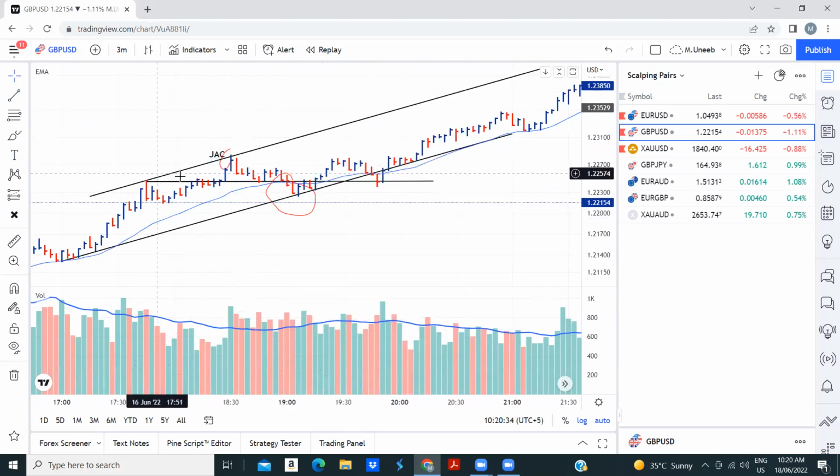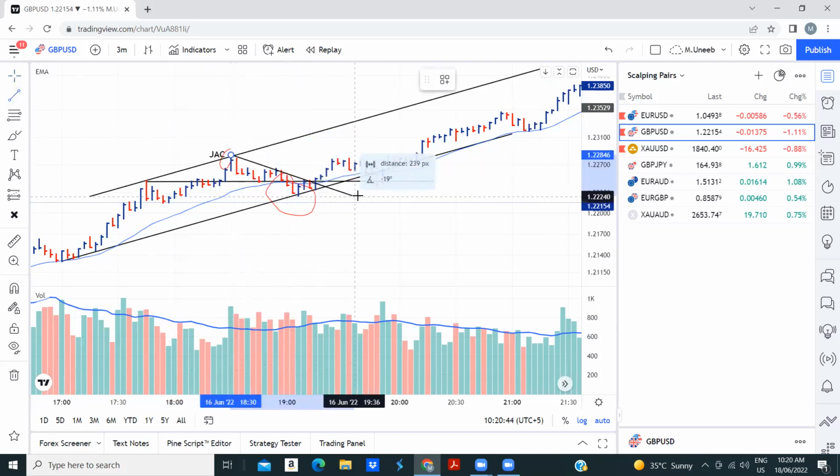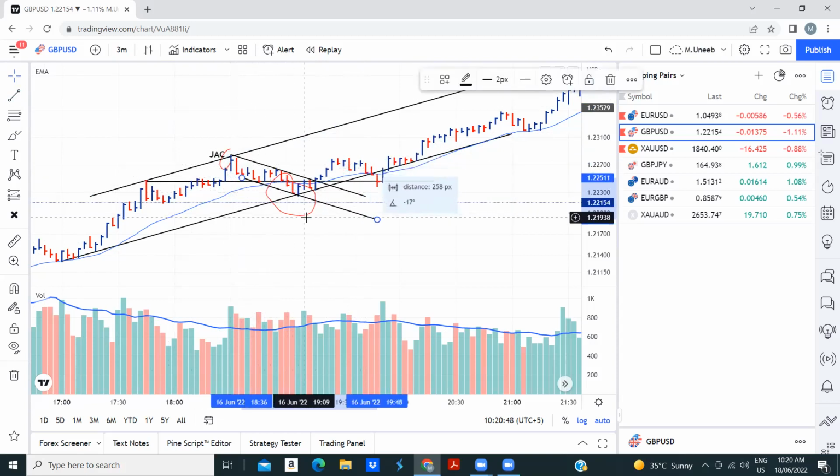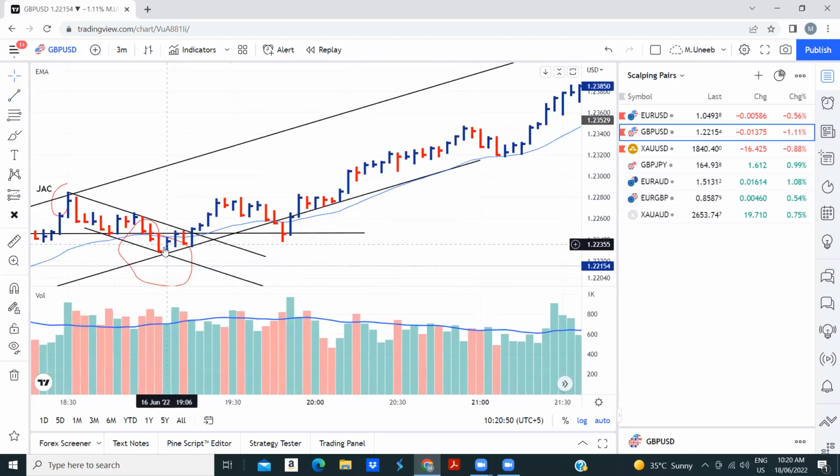Because it's breaking from the last high, there is no overbought achieved. So this is JAC. So this is reaccumulation. Right? And this is the spring on the reaccumulation. You can see the volume. The volume is increasing.